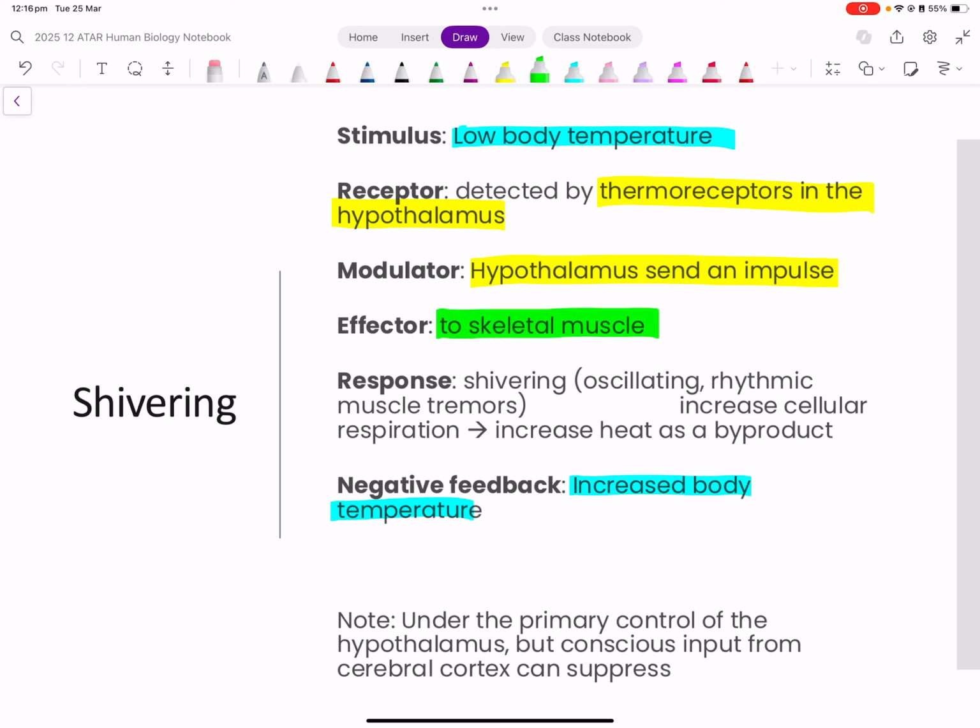We're no longer talking about the arterioles in the skin. We're talking skeletal muscle. And the response is to shiver. What is shivering? It is an oscillating, rhythmic muscle tremor. Okay? It is frequent muscle contraction and relaxation. And what this does is it increases our cellular respiration. And as we've mentioned previously, a byproduct of cellular respiration is heat. So by shivering, we are doing more cellular respiration. We are increasing the amount of heat that we are producing.